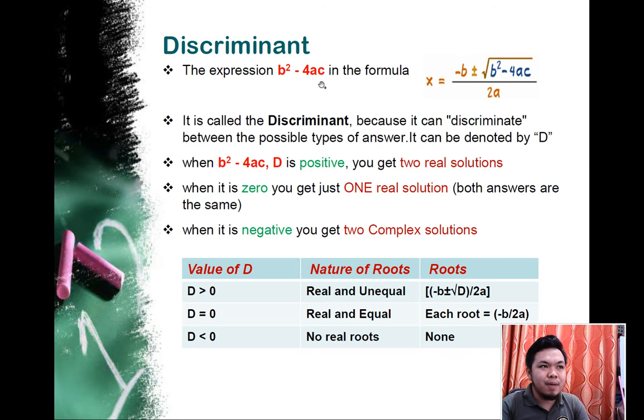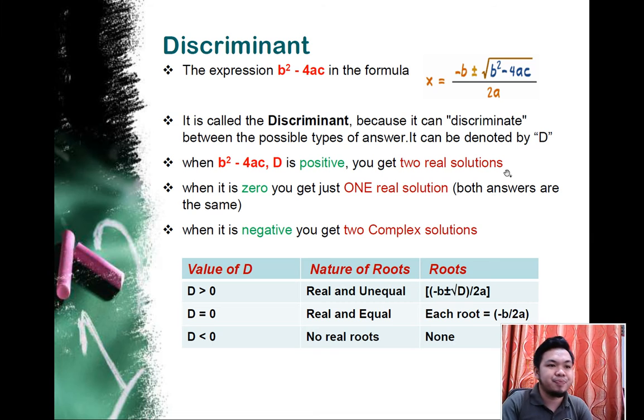The expression b squared minus 4ac in the formula, ito po yun, nasa loob, is called the discriminant because it can discriminate between the possible types of answer. It can be denoted by D. When b squared minus 4ac, or the discriminant, is positive, you can get 2 real solutions. When it is 0, you get just one real solution. Both answers are the same. Pag negative naman ito, you can get complex solutions.